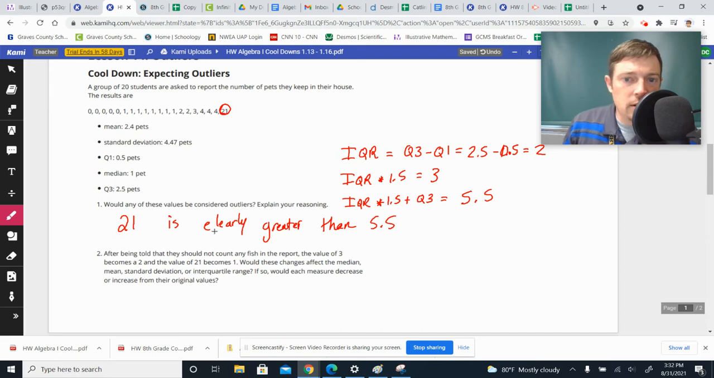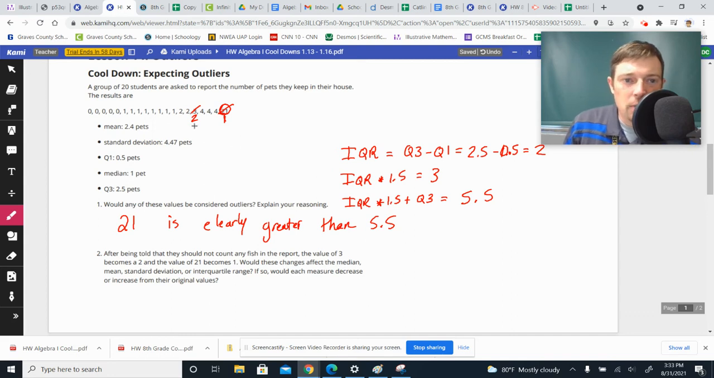So let's jump into the next one that we have. And this is good shown work that kind of helps your explanation. It's clearly greater than 5.5. After being told that they should not count fish in the report, the value of 3 becomes a 2. So this one's going to become a 2. And the value of 21, that kid had a fish tank. That makes more sense. So this is going to become a 1. Would these changes affect the median, the mean, standard deviation, or interquartile range? If so, would each measure decrease or increase from their original values?